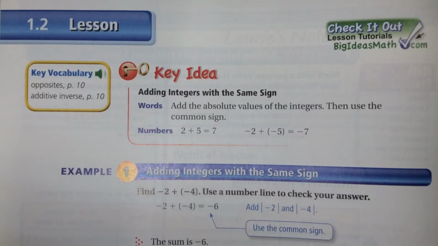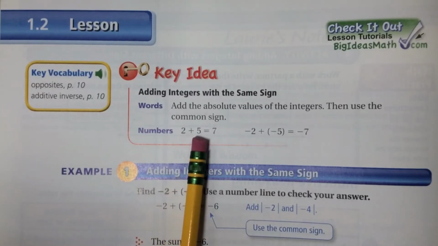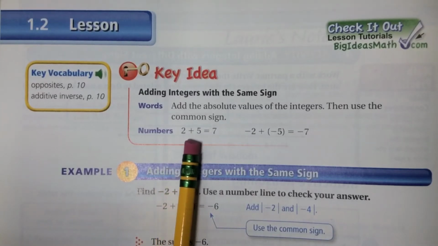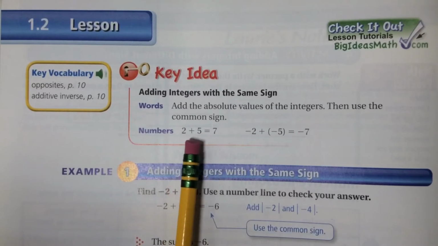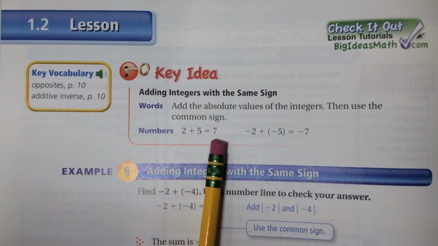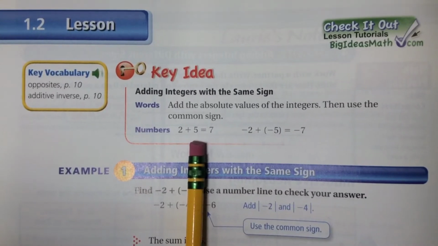It says add the absolute value of the integers, then use the common sign. So here, 2 plus 5, well, the absolute value of 2 is 2, and the absolute value of 5 is 5. So you add those. You get 7, and you keep the common sign. Well, they were both positive, so my answer is positive. We've been doing that all our lives, so that one's pretty obvious.